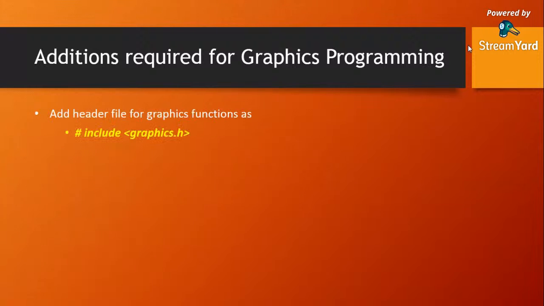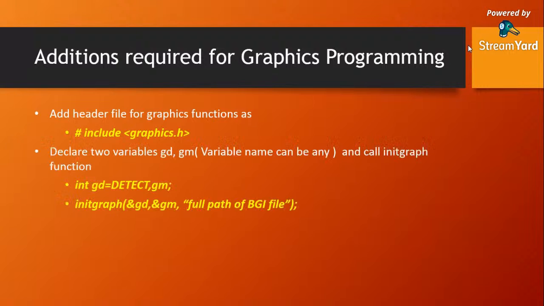The first addition is that you have to add the header file for graphics functions. The header file is hash include graphics.h. So you must include graphics.h as a header file while writing graphics programs. That is the first change from normal programming in the C language.